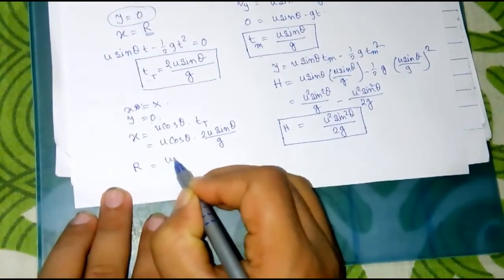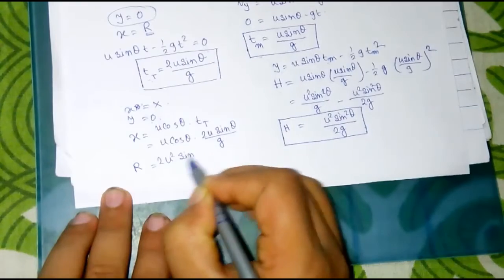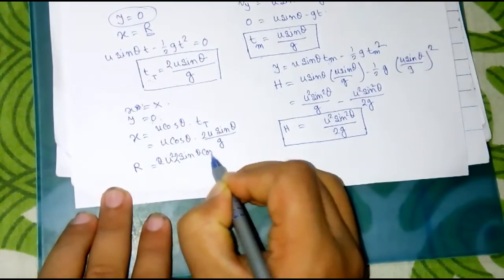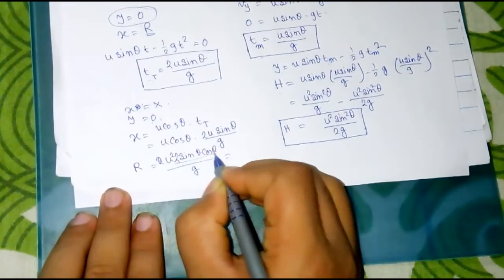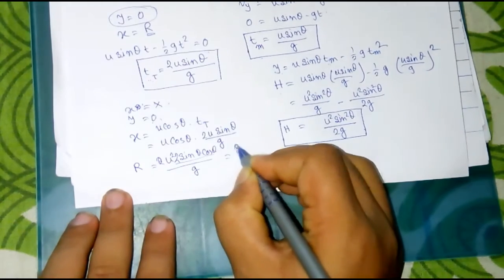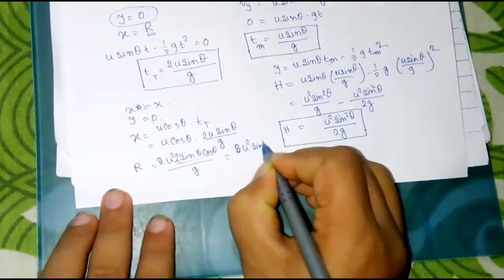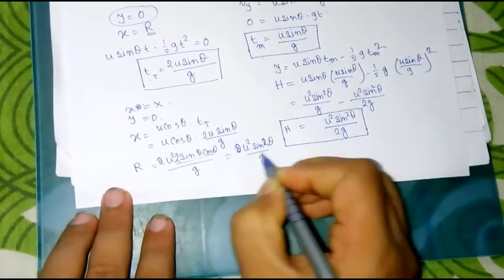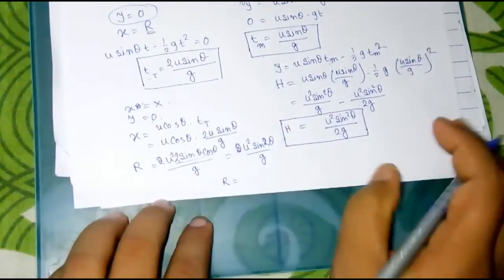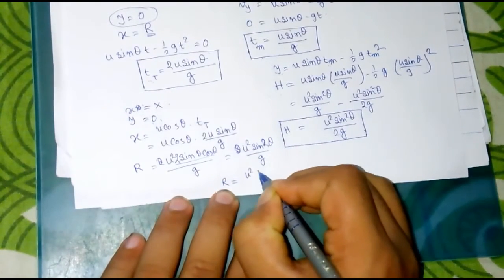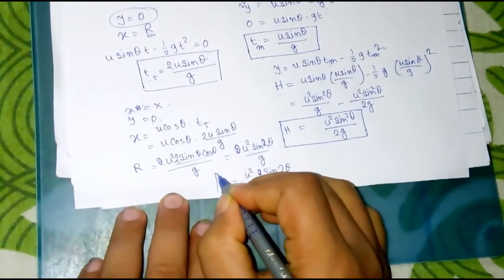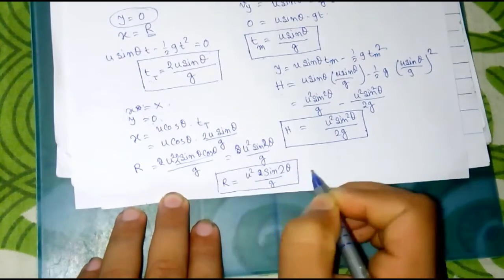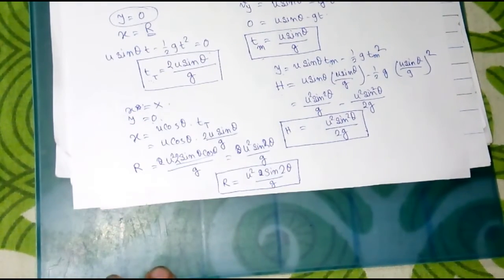The maximum range is r. So x can be written as r, which is 2u square sin theta cos theta divided by g, right? So what is the value of r? 2 sin theta cos theta means sin 2 theta, so it is u square sin 2 theta by g. If we write clearly here, r will be u square sin 2 theta divided by g. That will be the maximum range of the object.